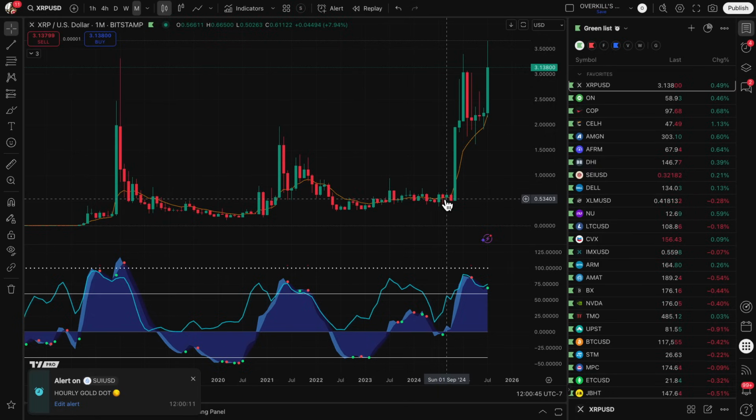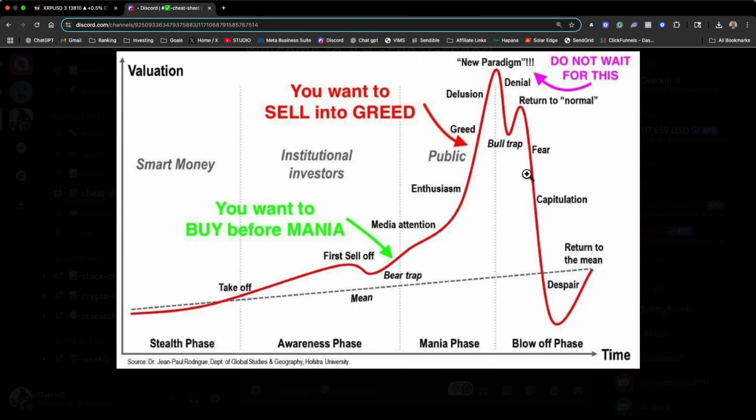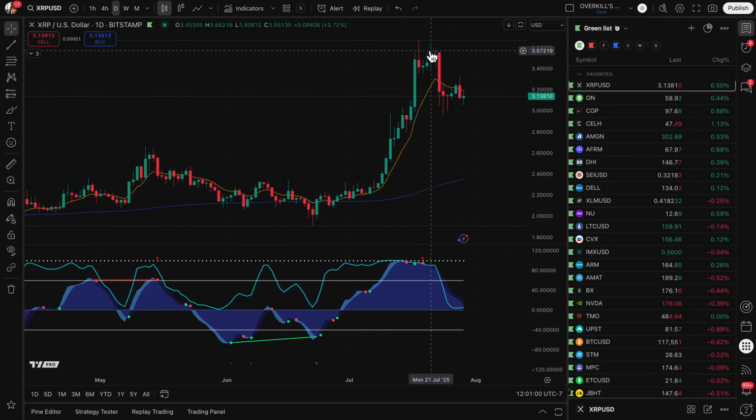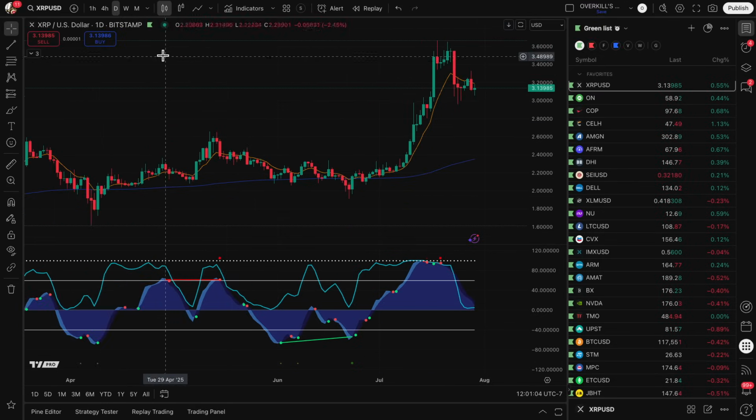We bought XRP at 50 cents. Nobody was talking about it. Nobody cared about it. And now it's everything that everybody wants to talk about, right? No one shuts up about it, okay? Because again, we've had an astronomical move. 50 cents up to $4 is 900% in less than a year, okay? In less than a year.